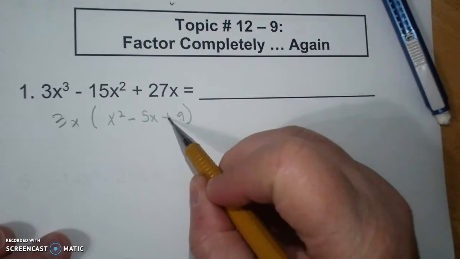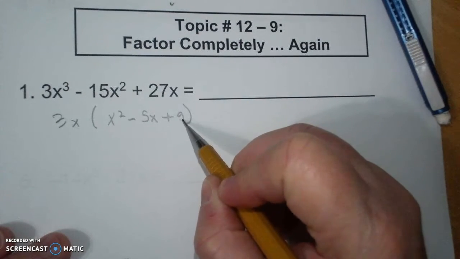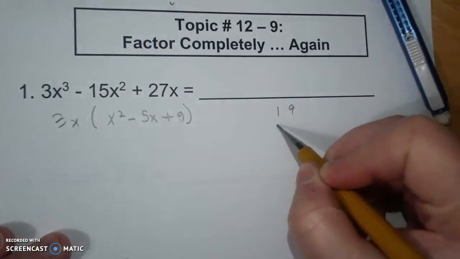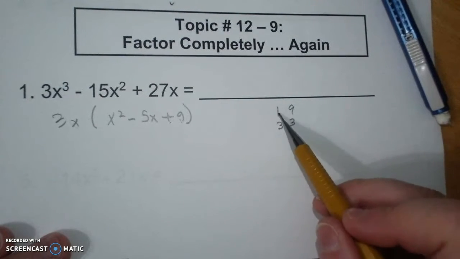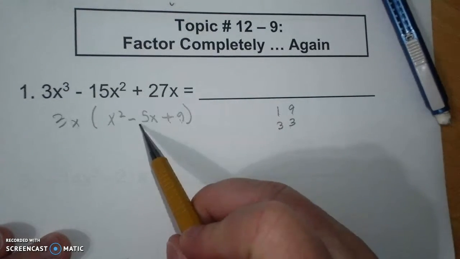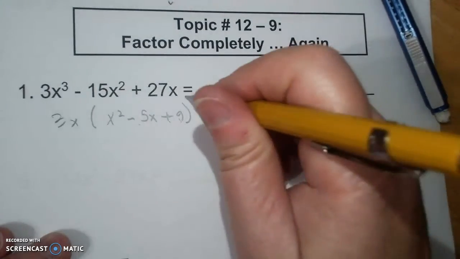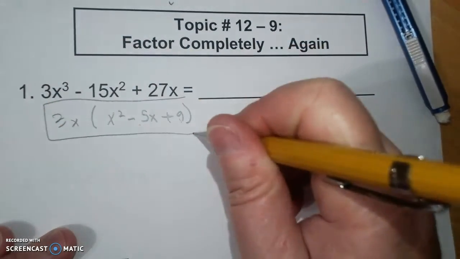The factors of 9 are 1 and 9 and 3 and 3. They're the same, so I'm adding. That's 10, that's 6. I'm never going to get a negative 5, so this is factored completely.